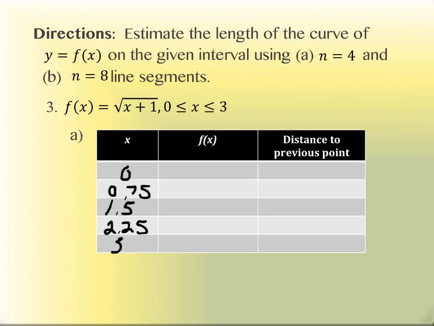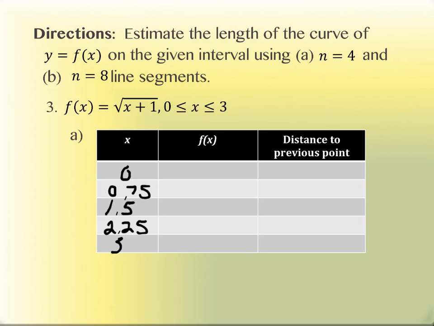Well, I need to know the f of x values. You guys know how to calculate those. We already put the y equals square root into the calculator. You already know how to do your table. So we're going to put these particular 5 x values in our table: 0, 0.75, 1.5, 2.25, and 3. And your calculator spits out for you, of course, the corresponding y values. All right, so we're going to write those y values down.